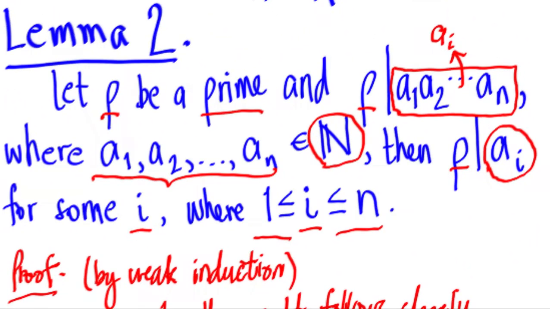So lemma 2 states: let p be any prime, and p is a factor of this big product, wherein a sub i are all positive integers. Then p divides a sub i for some i between 1 and n.